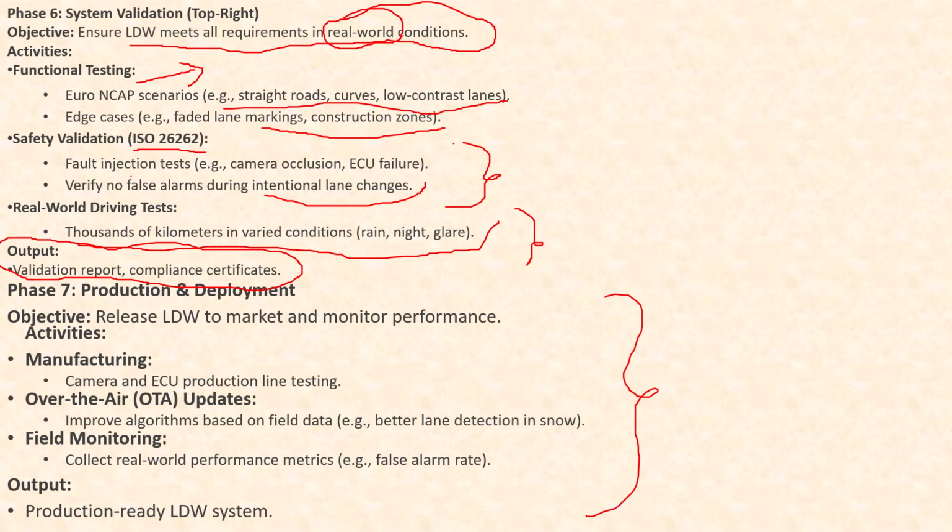Okay. Now this is a very important phase, or rather the most important phase, because it is in this phase that you actually release the LDW to the market and monitor the performance. Here you ensure the camera and ECU production line testing are happening. You improve the algorithms based on the field data.